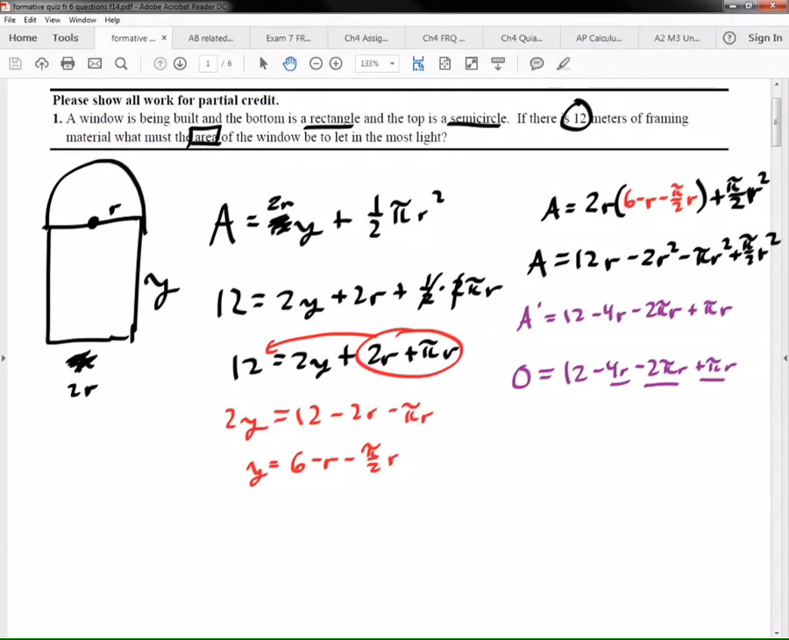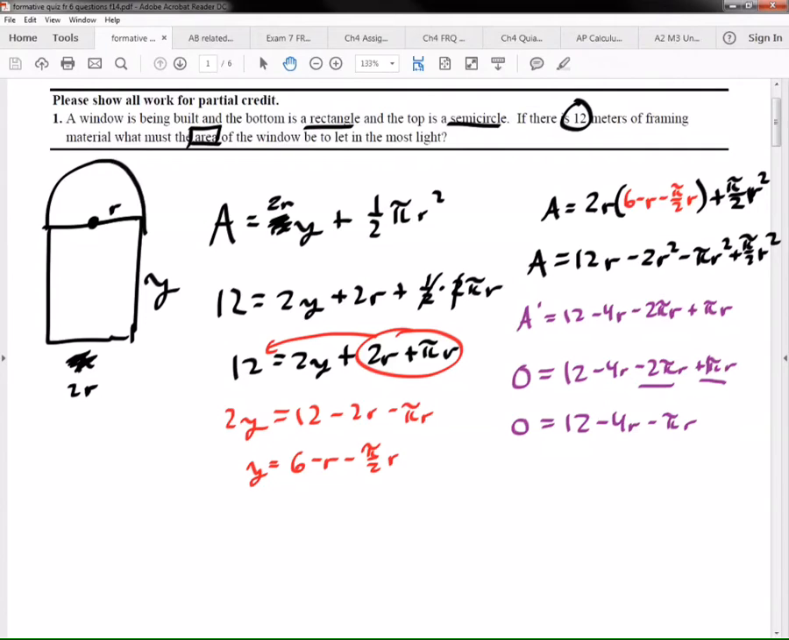So can I combine them? No fractions, which is nice. Actually, I can combine these two very simply. I have 1 pi r there and negative 2 pi r. So now I really have 12 minus 4r minus pi r, minus 1 pi r. And then if I'm trying to get the r alone, I want to factor an r out of those so I can get the r alone.